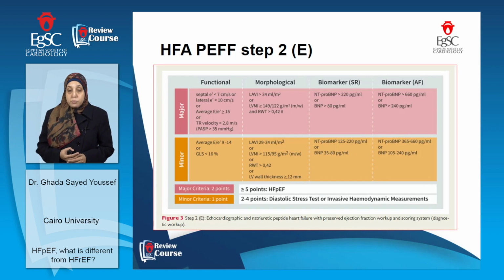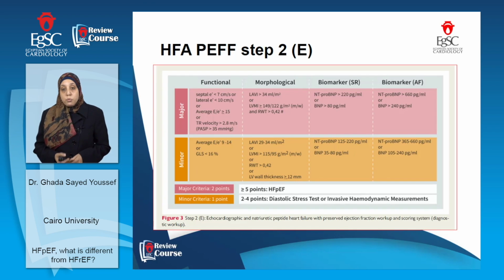It's unlikely for this patient to have HFpEF. And if the score is between 2 and 4, this patient has diagnostic uncertainty about HFpEF, and we should go to diastolic stress testing or invasive hemodynamic measurements to evaluate the presence or the absence of HFpEF.